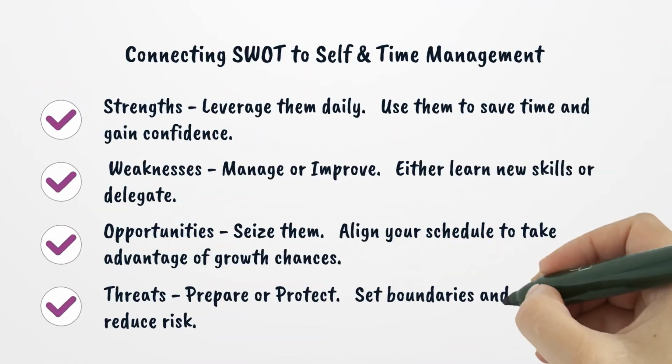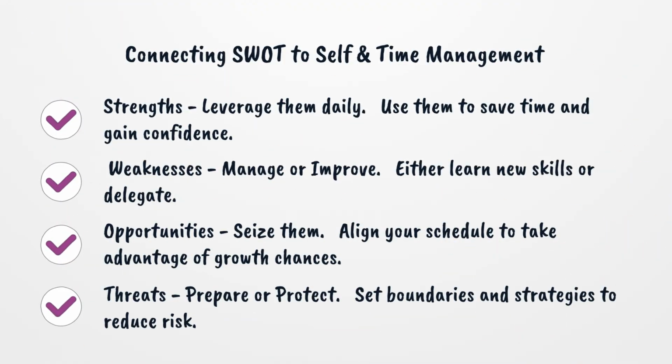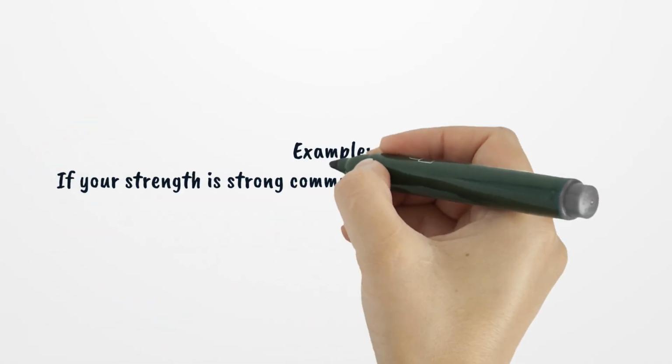Connecting SWOT to self and time management. Strengths: leverage them daily. Use them to save time and gain confidence. Weaknesses: manage or improve. Either learn new skills or delegate. Opportunities: seize them. Align your schedule to take advantage of growth chances. Threats: prepare or protect. Set boundaries and strategies to reduce risk.